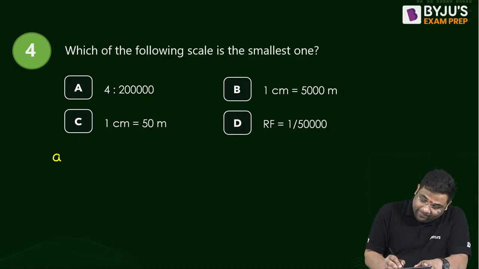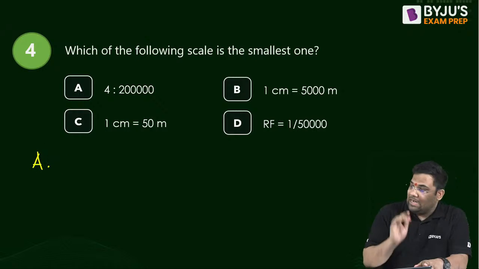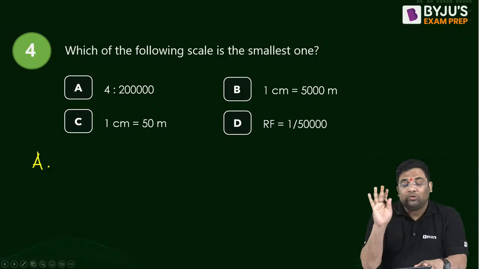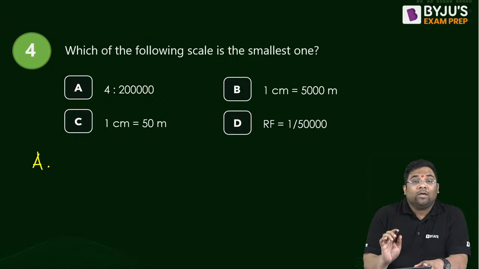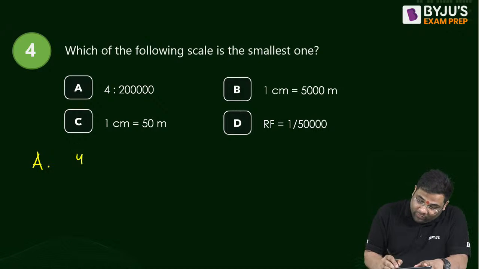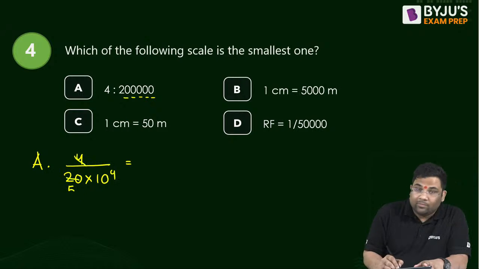First one you see, A. I'll solve this for you and tell the answer at the end, showing how to solve this kind of question. So A is 4 is to 2 into 10 to the power 5, which has 5 zeros. Or I can say 20 into 4 zeros, so this will be 5. So this becomes 1 by 5 into 10 to the power 4.